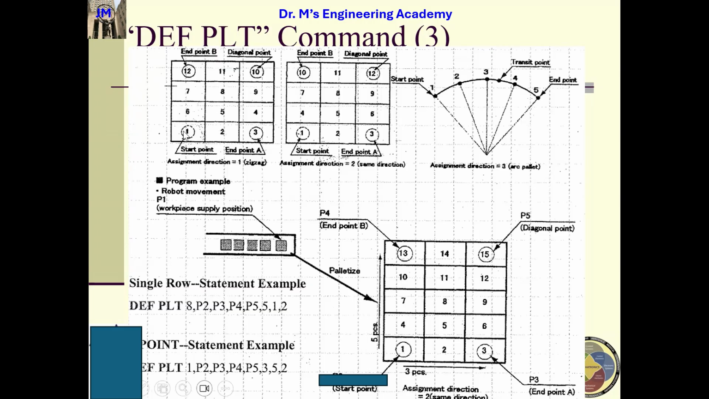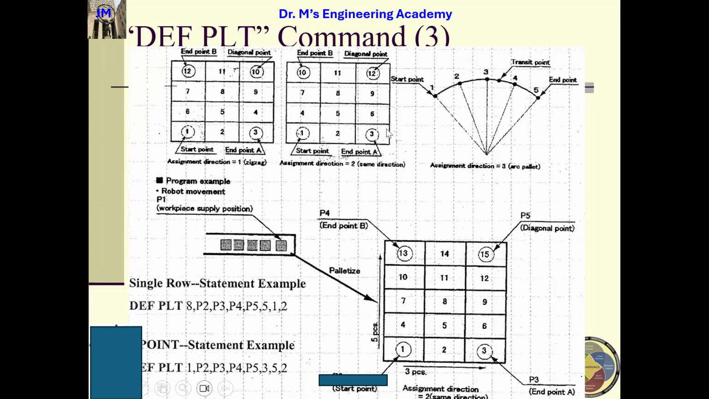For this one, okay, 1, 2, 3, and 4, 5, 6. That means when I pick up these items on this palette, 1, 2, 3, 4, 5, 6, I go this way, and this is zigzag, right? Do you guys agree? So as a result, the assignment direction number for this case should be assigned 1. You have a sense?